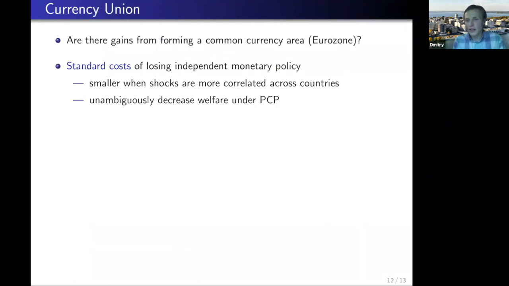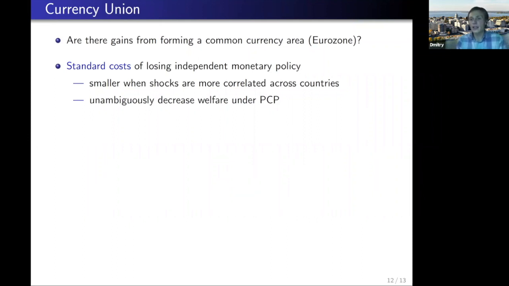Okay, so the fact that global cooperation is highly unlikely made us think about more local forms of coordination. So for example, can a country benefit from forming a currency union such as the Eurozone? And of course, there are some costs, right? We know well that if we have one monetary authority instead of country-specific monetary policy, then there's less flexibility, and so that decreases the welfare of individual economies. And these costs, these losses are proportional to the correlation of shocks across countries.